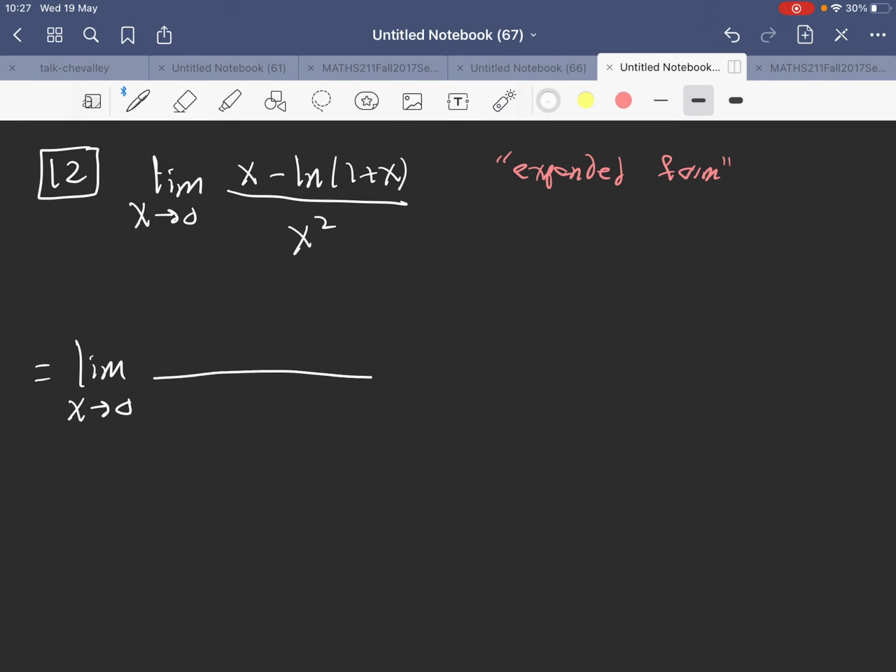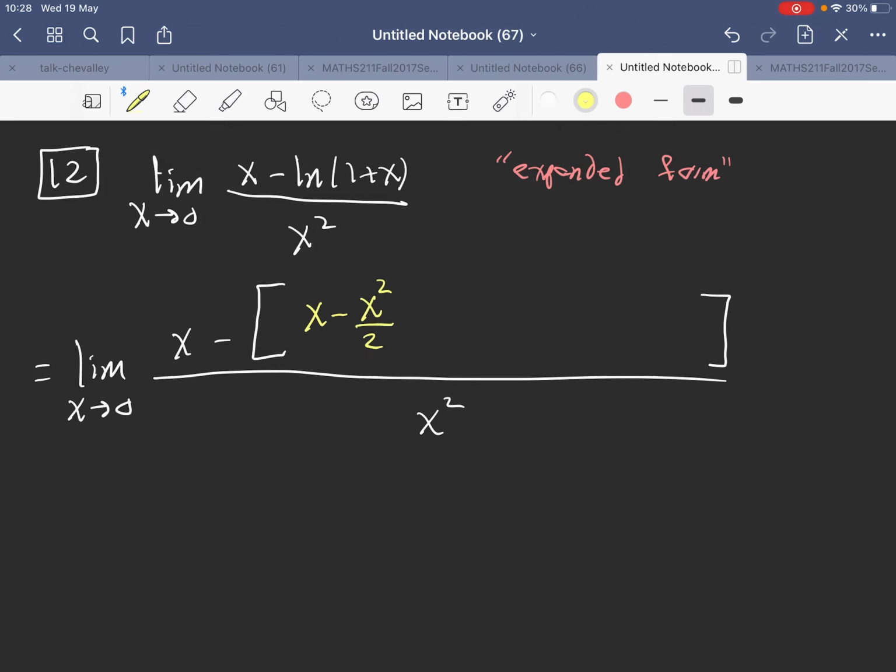x goes to 0. I have x squared, I have x, I have a minus. And then here we have to write the expanded form for ln(1 plus x). Now, this is something I think we all remember. It will start with an x. And then it will alternate, x squared over 2. There is no factorial. It's similar to the e^x, but without factorial. And it's alternating.